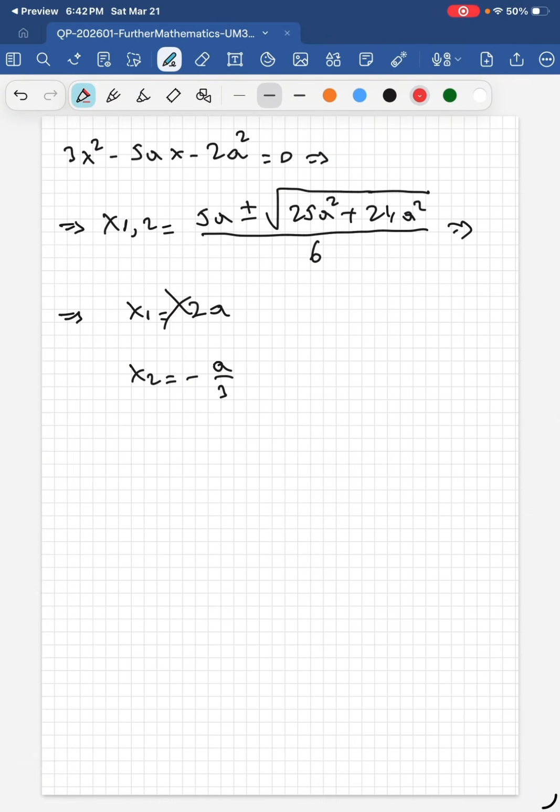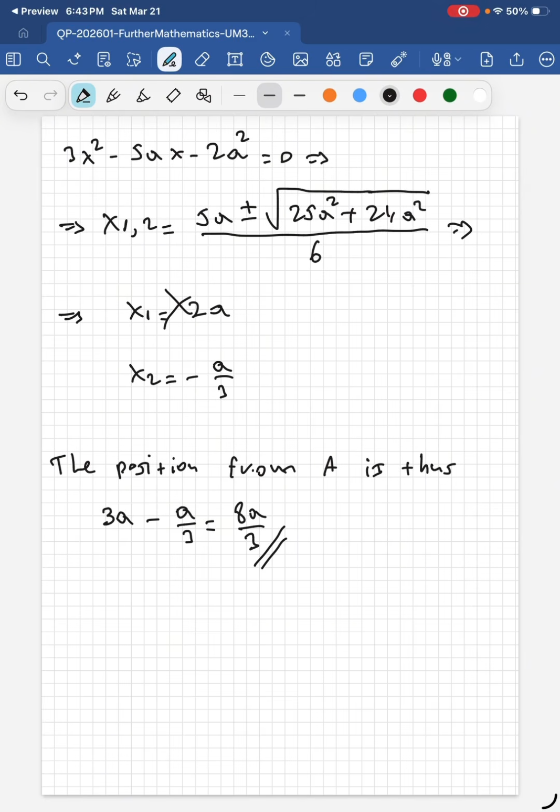So the position from A is thus 3a minus a third of a, or 8a over 3. And that's the answer. It makes sense to me. Please check my reasoning, and if something doesn't make sense, let me know in the comments. I always reply to comments.